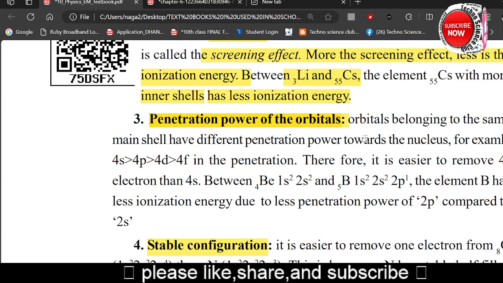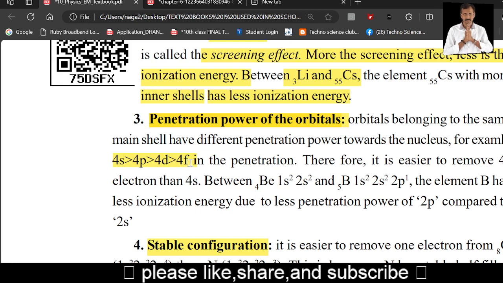There are more orbitals, but we can deal with the 4 orbitals. That means S, P, D, F. Among these 4 orbitals, the S orbital has more penetrating power. Why? Because the S orbital is the first orbital, in the first shell. In the second, third, or fourth shell, we can also fill electrons in the first orbital.